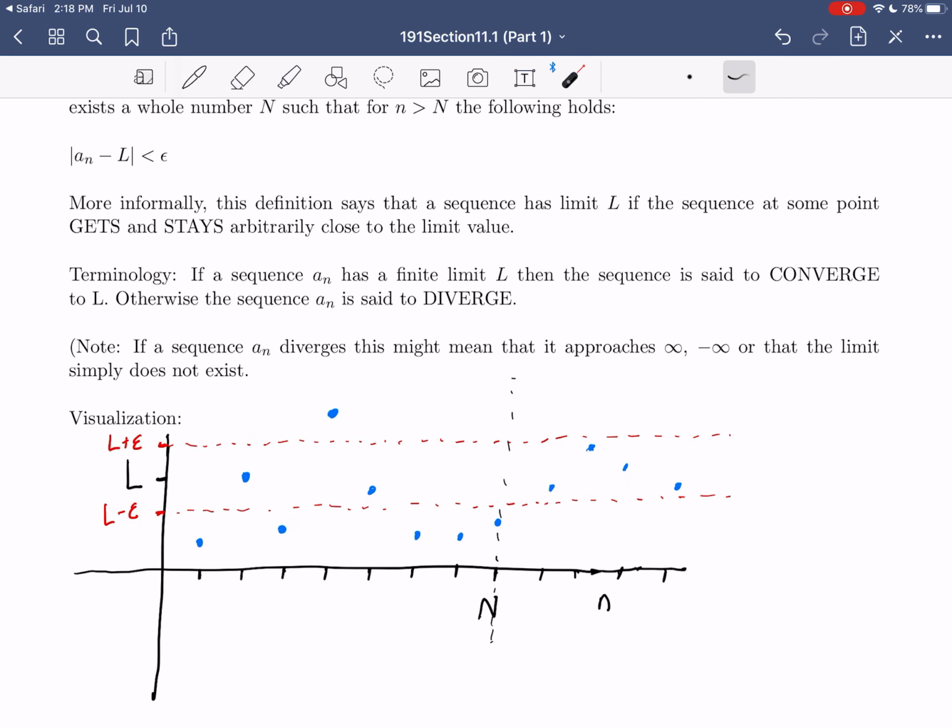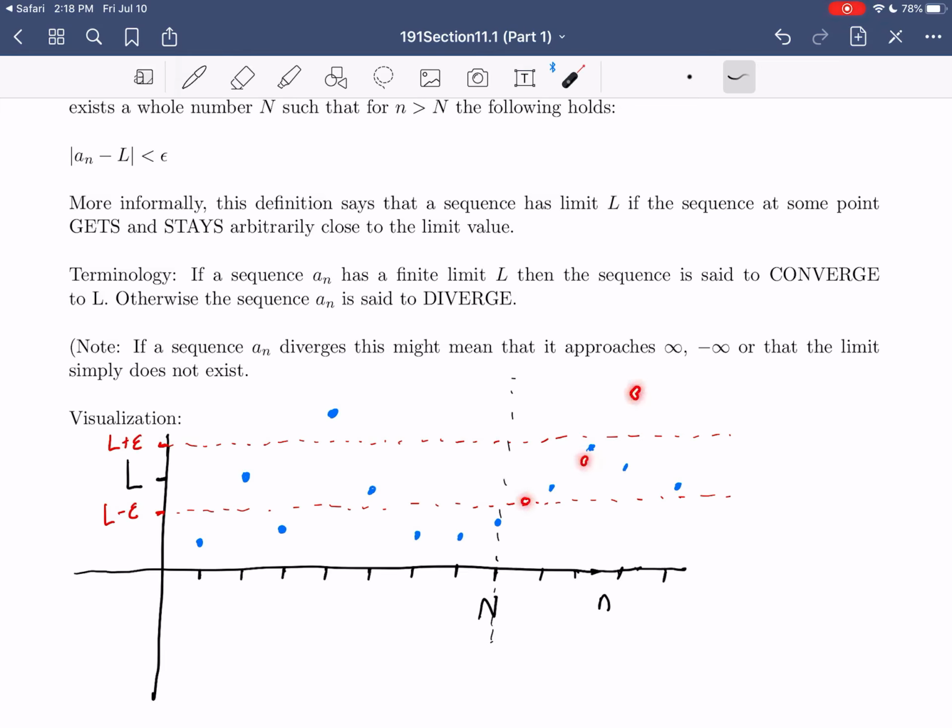What would be things that would diverge? Well, it would be if, say, these points kept jumping out. So, instead of all staying in here, we kept having them pop in and out. Maybe some of them are in there, but some are outside of there. If they never all cluster in here, then it's going to diverge because the limit isn't going to exist.